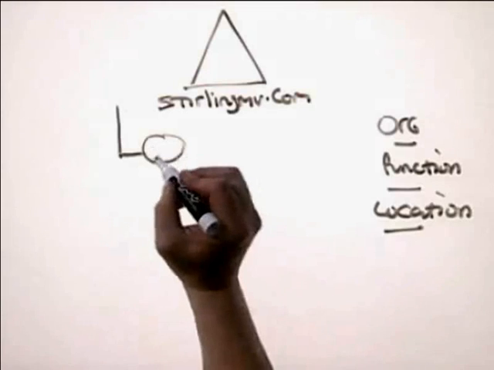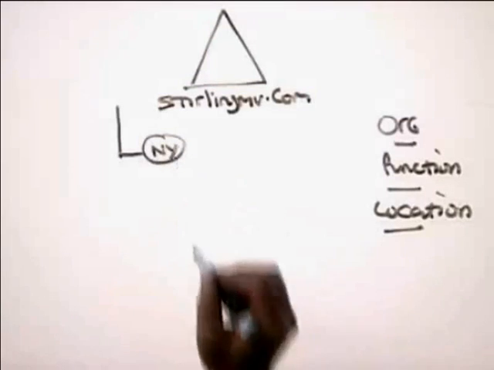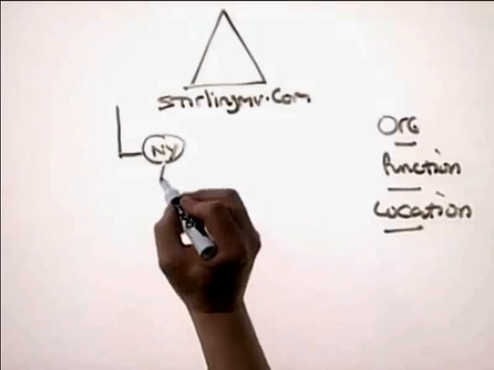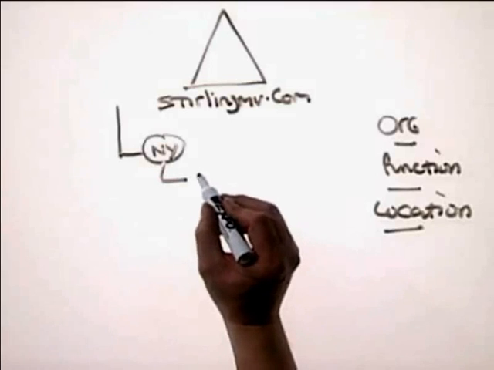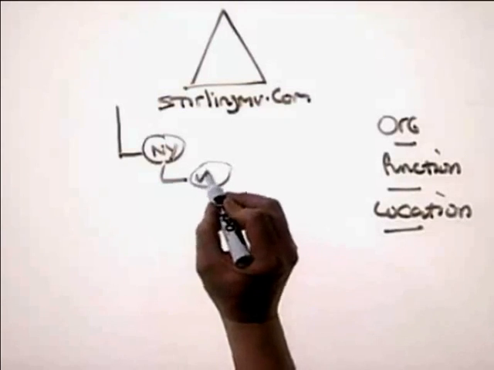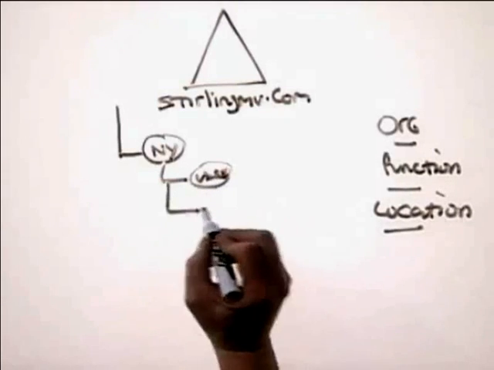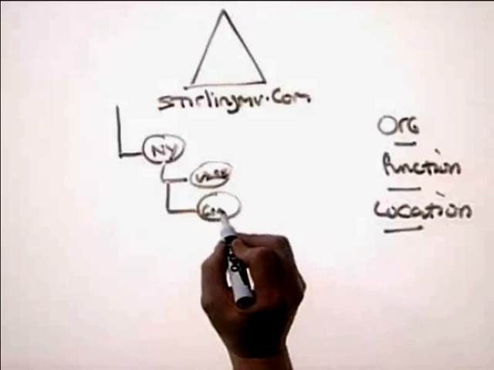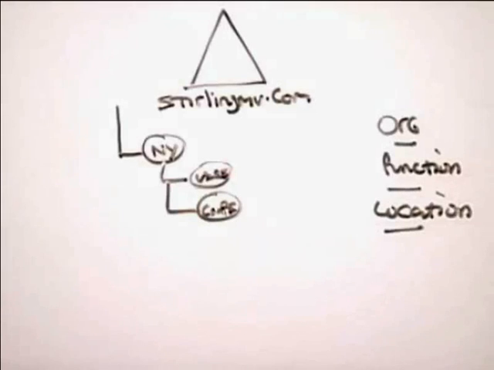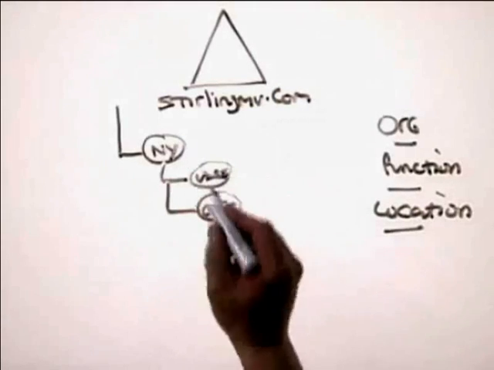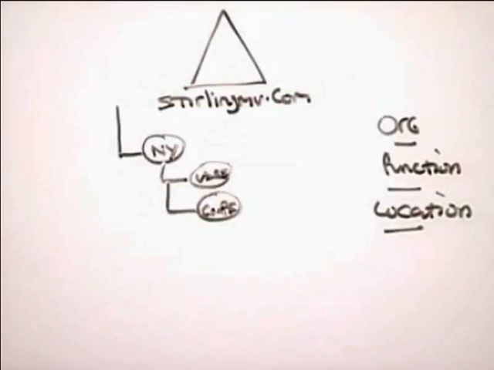these things. So here we have, for example, the New York OU, and within New York we can have users, and we can also have computers. So there's an example of what we call a child OU.